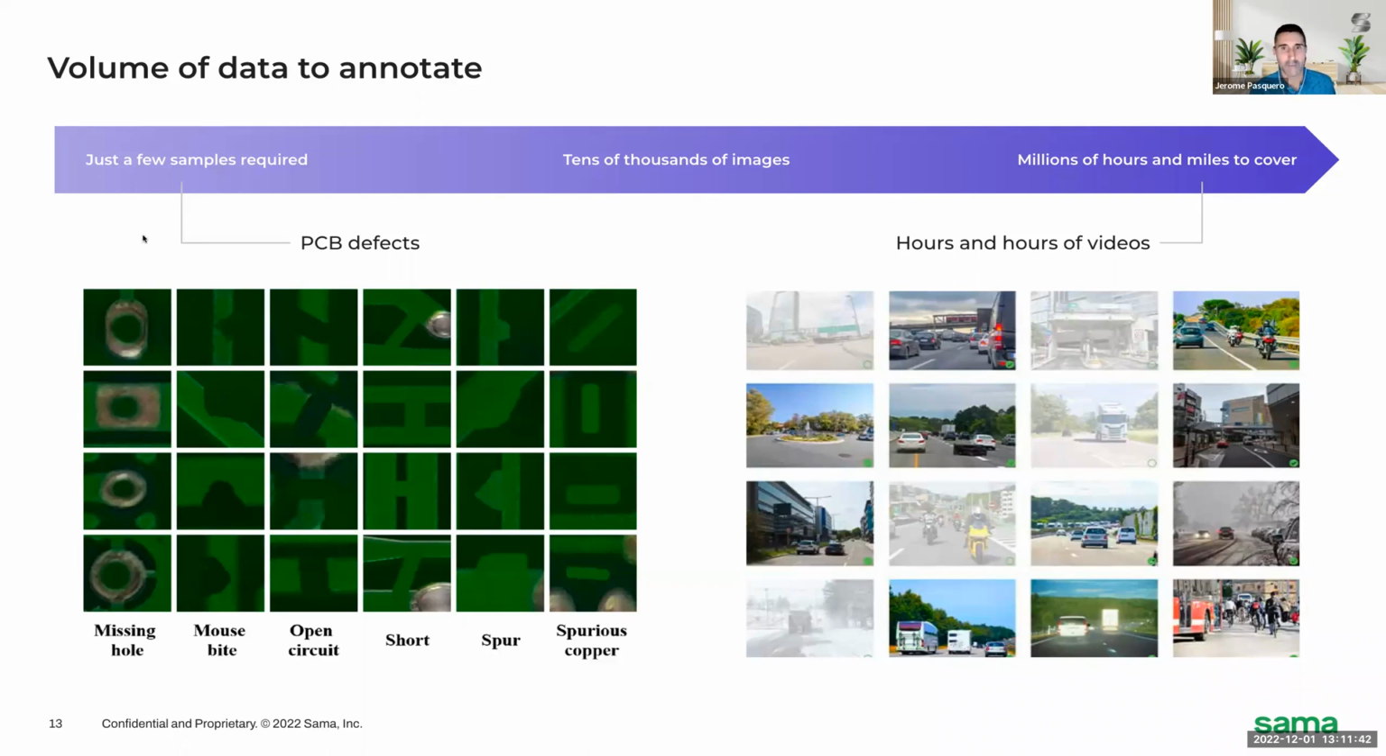Again, you here have another kind of continuum. On the left side, you would have just a few samples required. That's typical of use cases such as in manufacturing, where you're doing flaw detection, for instance, and you only have a few flaws that are possible. You have perfect lighting on your assembly line. In this case, it's for PCB defects. You don't need to label hundreds of thousands of images. You probably can get away with just a few hundreds, a few thousands. So not a lot of labeling required.